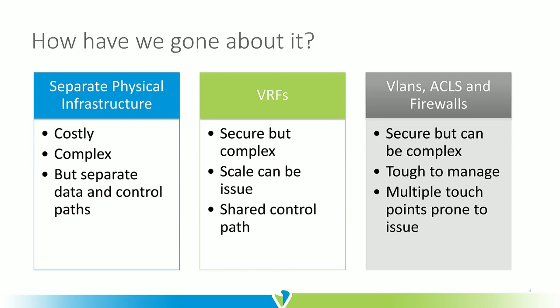Then we look at VRFs, a very common approach. They're secure, but they can be complex in the way of trying to manage route tables, dealing with overlapping address spaces, and configurations. The scale can also be an issue depending on the solution that's chosen, meaning the number of VRFs that may be possible with a particular appliance, router, or chassis.